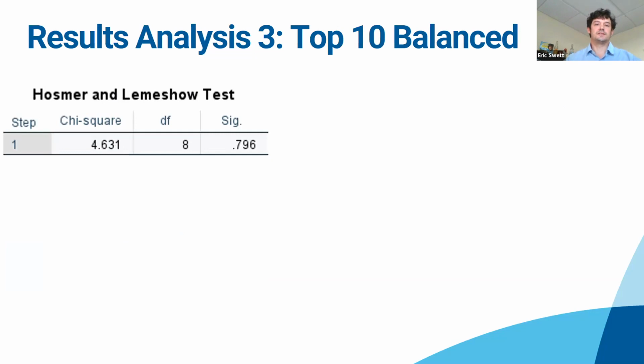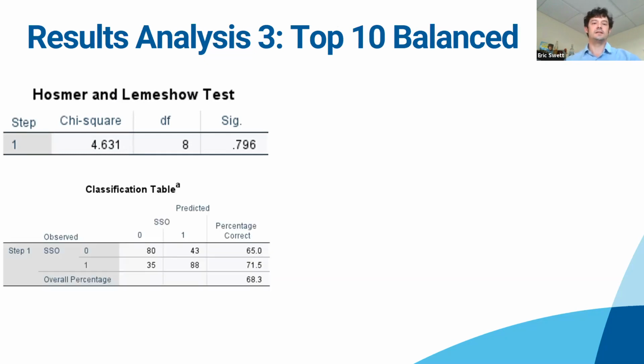The third analysis, again, was what I call the top 10 balanced. So I took the top 10 overflows with a balanced data set. And lo and behold, the model was not significant again. And the model did a little worse, overall 68% with its prediction accuracy. Here are the results: it predicted pipes not having an overflow at 65%, pipes experiencing an overflow at 71.5%. So it didn't really, again, do that great.